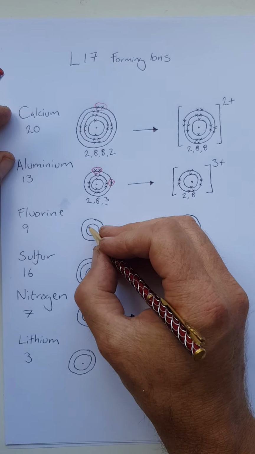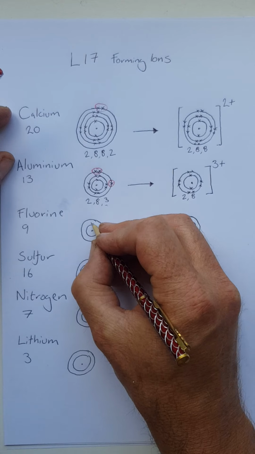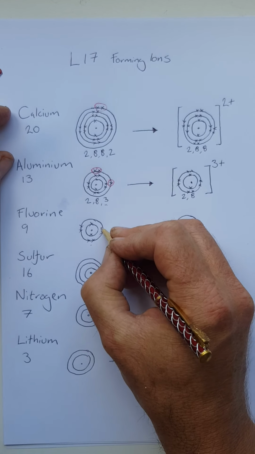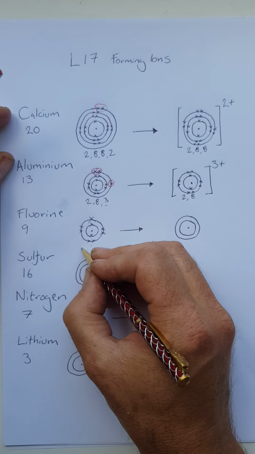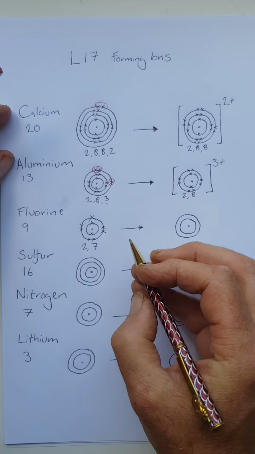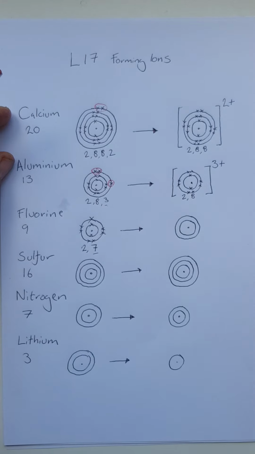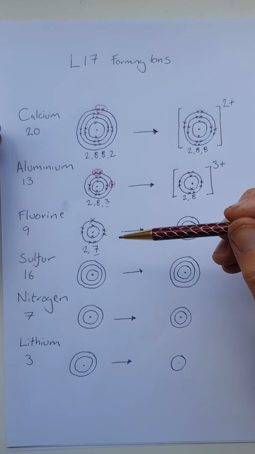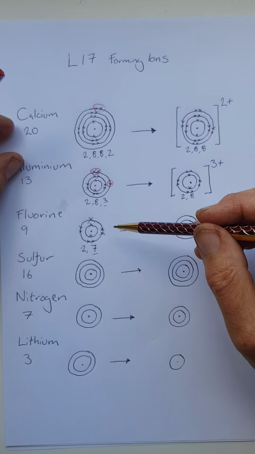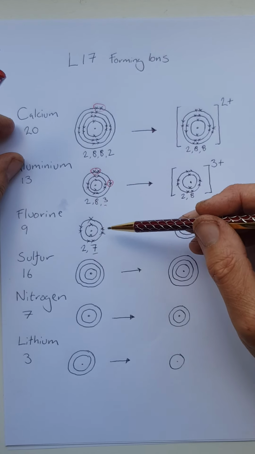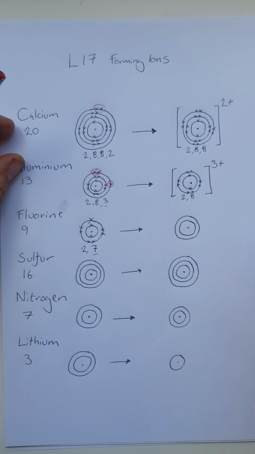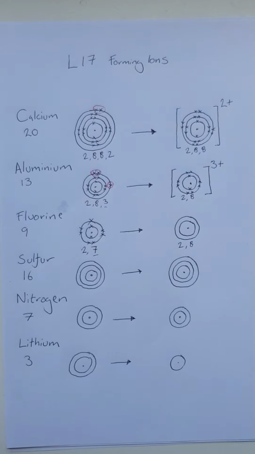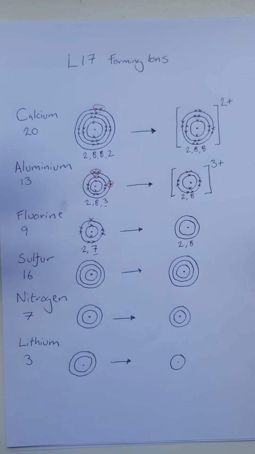Let's do fluorine. Fluorine has got an electron configuration: 1, 2, 3, 4, 5, 6, 7, 8, 9 electrons, a 2 and a 7. Fluorine is in group 7. It's got 7 electrons on the outside. Now fluorine's not going to lose 7 electrons. That's a big deal to lose 7 electrons, but it's more than happy to gain an electron, and so it will gain 1 to become that configuration. That's now the configuration of neon.